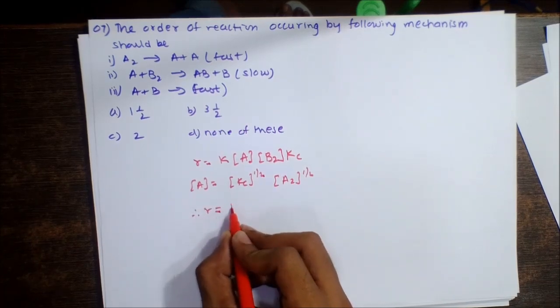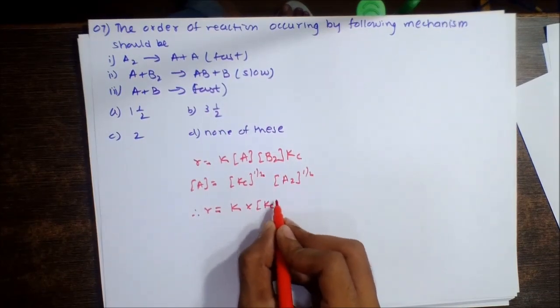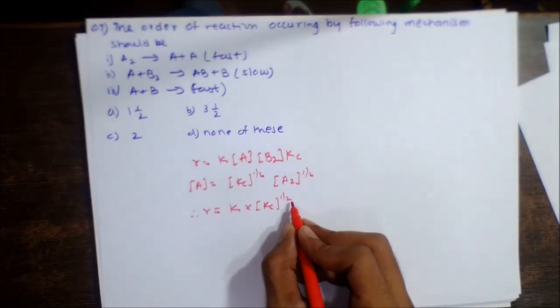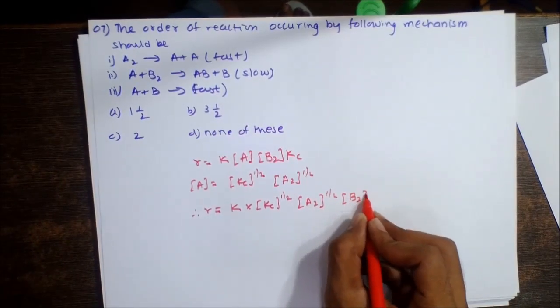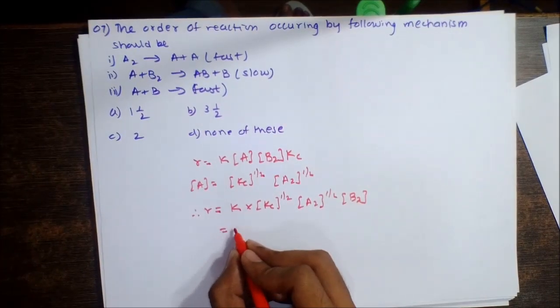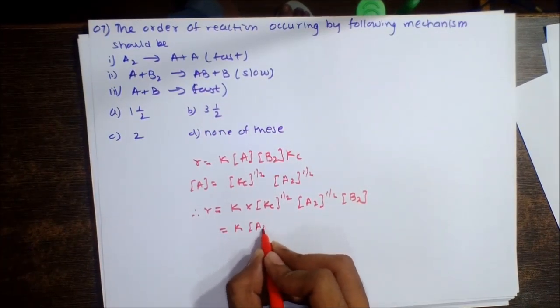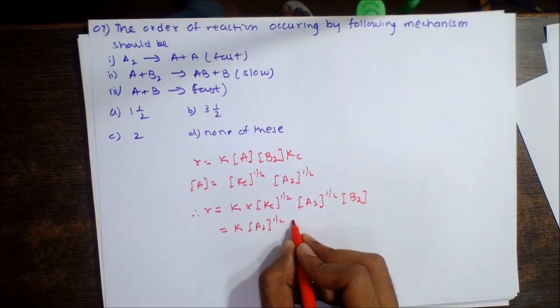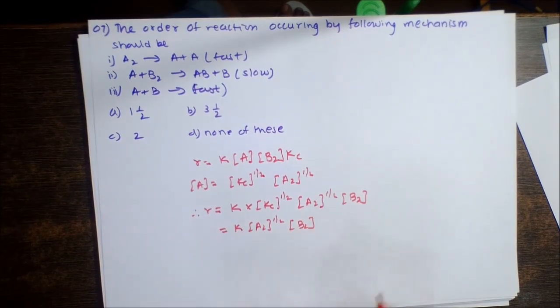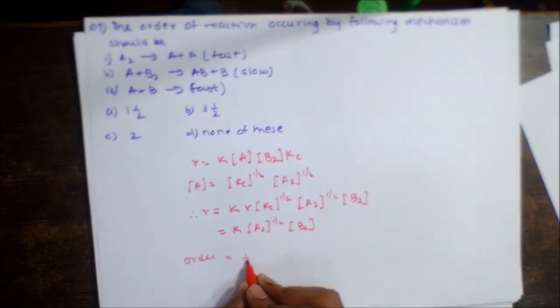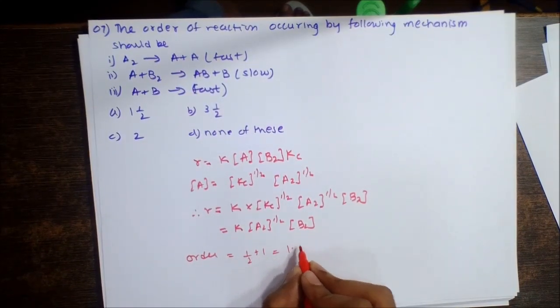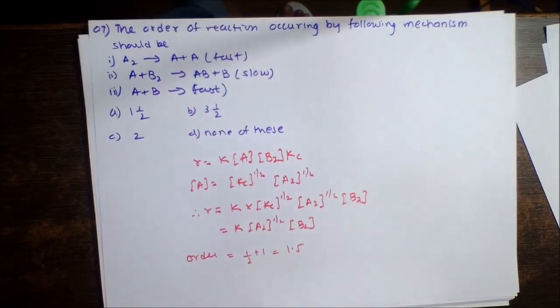Therefore, rate would be equal to K into [C]^(1/2) [A2]^(1/2) into [B2], which would be equal to K [A2]^(1/2) [B2]^1. So the order would be half plus 1, which would be equal to 1.5.